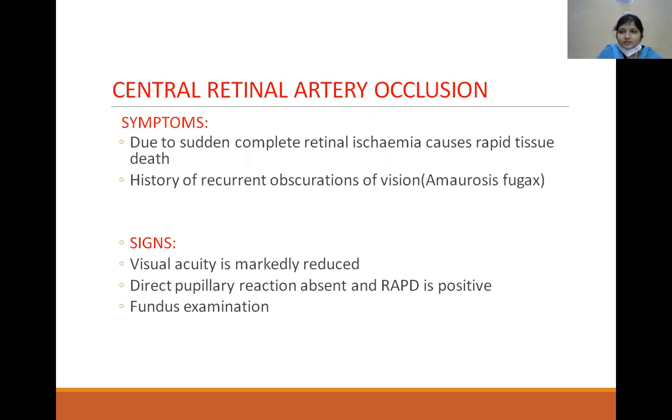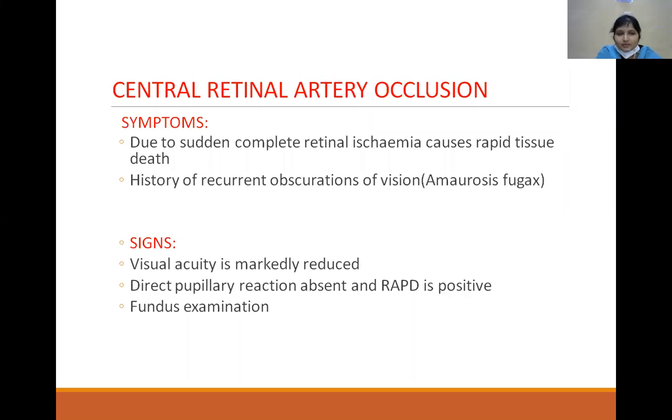What is RAPD? It is relative afferent pupillary defect. That is, when we shine light into the normal eye, there will be constriction of the pupil in the opposite eye. But when light is shone into this eye, there is no constriction of the pupil. That is, it dilates. So when shone into the normal eye, the abnormal eye pupil will constrict. Whereas when shone into the abnormal eye, because there is no supply from the optic nerve, as there is ischemia of the retina, there will not be any constriction of the pupil. That is called relative afferent pupillary defect.